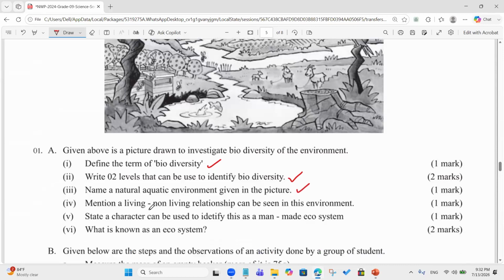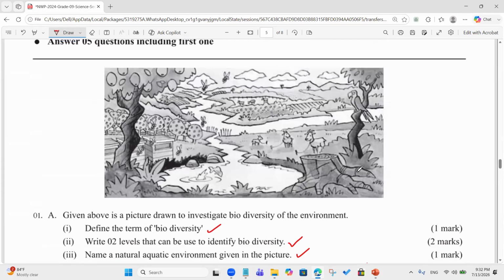Mention a living, non-living relationship. Give me one example quickly. Living, non-living.